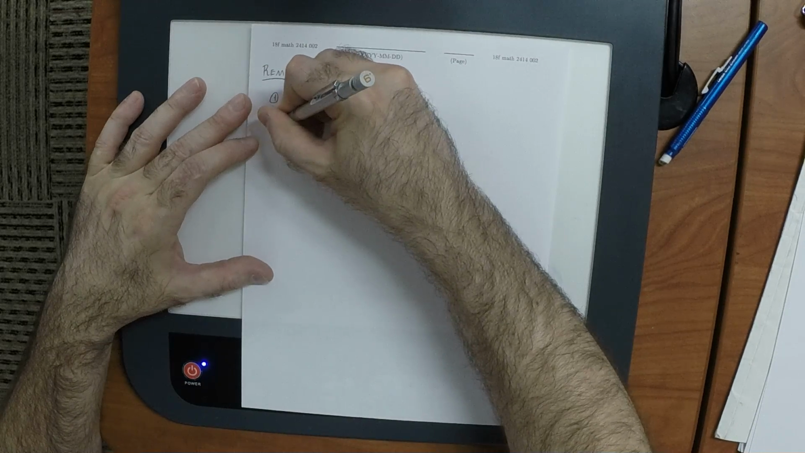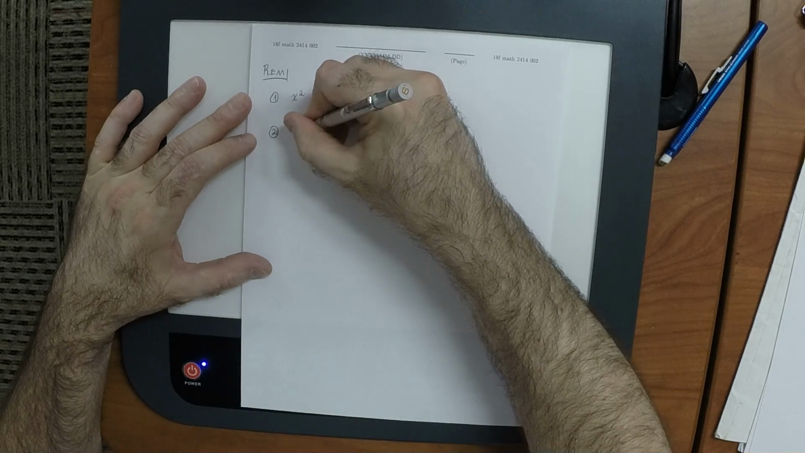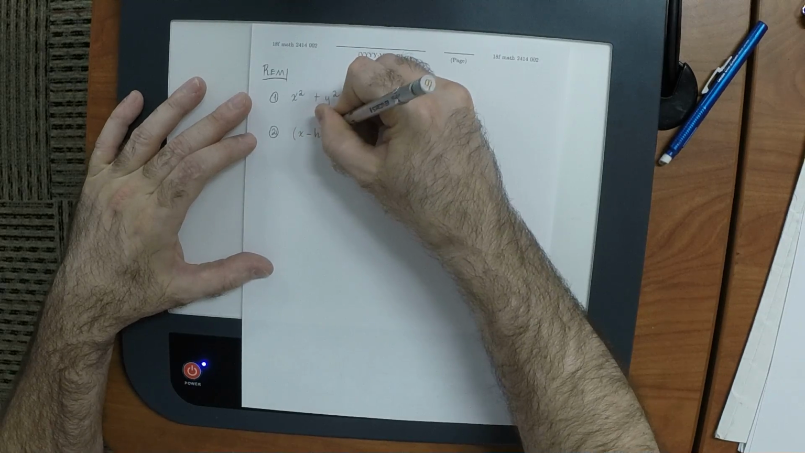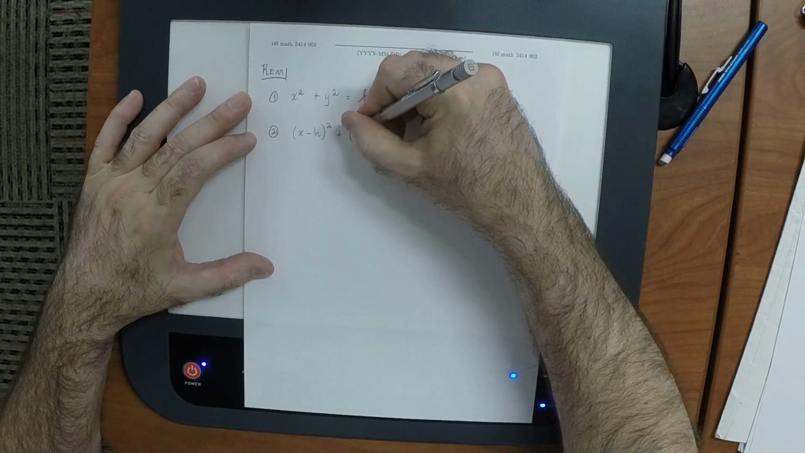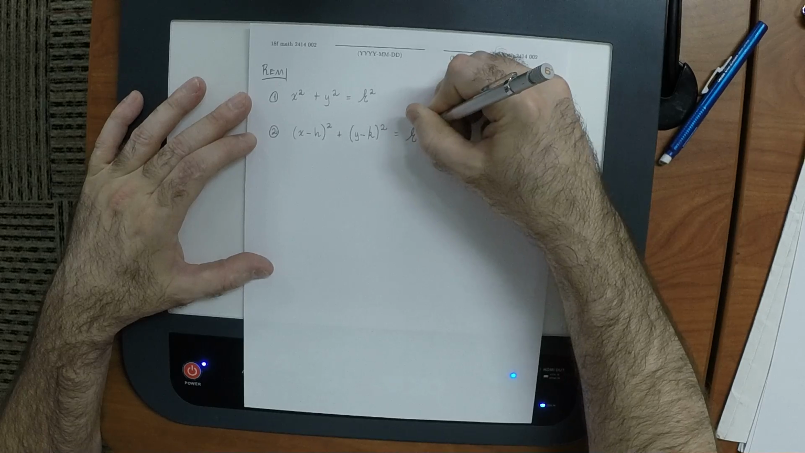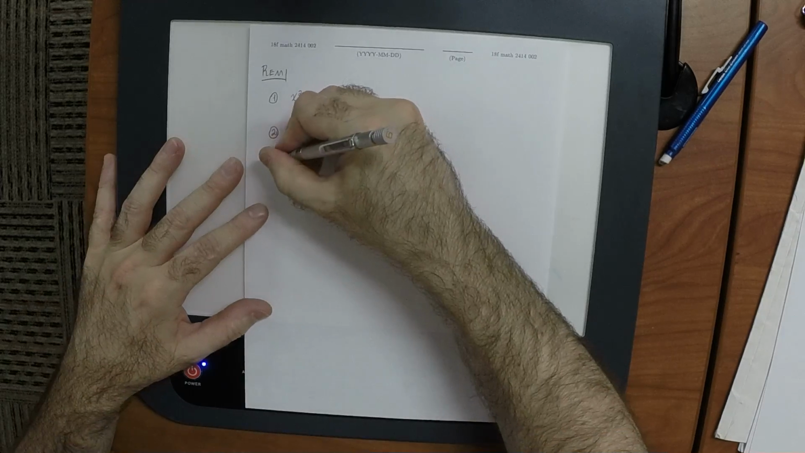If I want it to be centered somewhere else, at (h, k), then you replace the x's with x minus h's, and you replace the y's with y minus k's. And then that is the equation of the circle of radius r, but centered at (h, k). Now, if you take a circle and you symmetrically smear it out or squish it, then it's not a circle anymore. What is it? An ellipse, right?